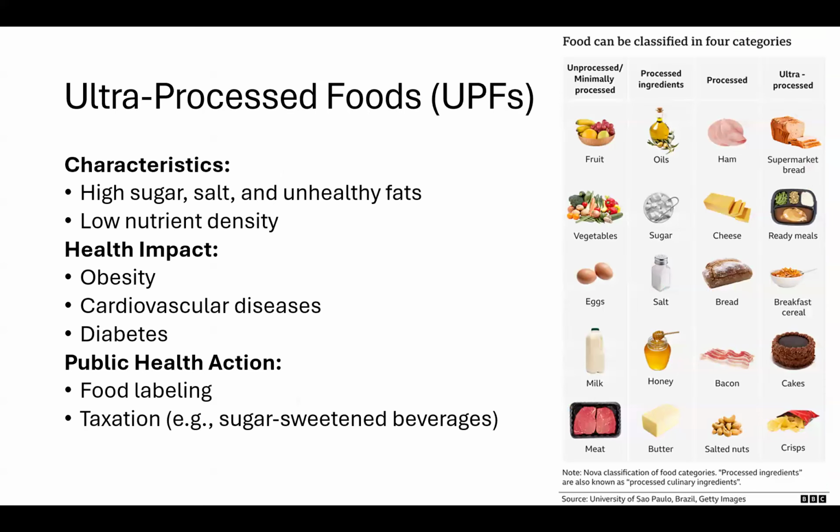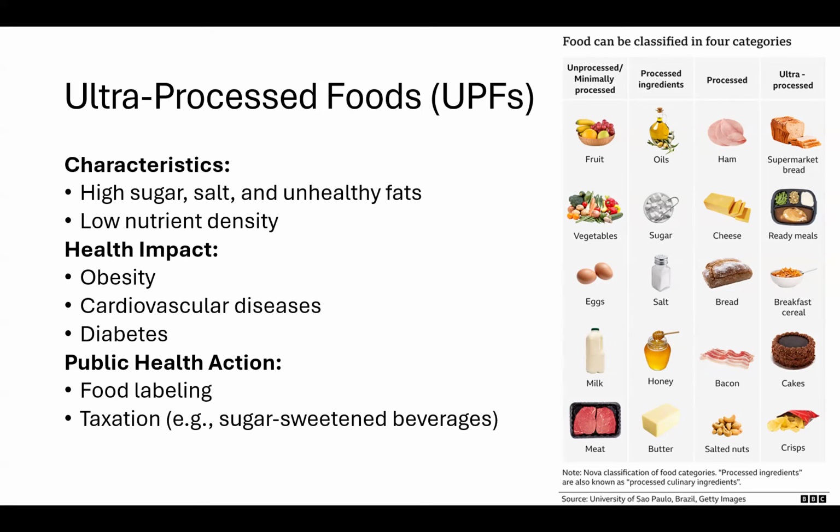Now we come to ultra processed food. These are foods which are high in sugar, salt, and unhealthy fats. They have low nutrient density as compared. So the important impact on health is that they increase obesity and lead to more cardiovascular diseases and diabetes also. And what should be done at population level is that we should make more rules and policies regarding food labeling, and taxation should be done, for example, on sugar-sweetened beverages.